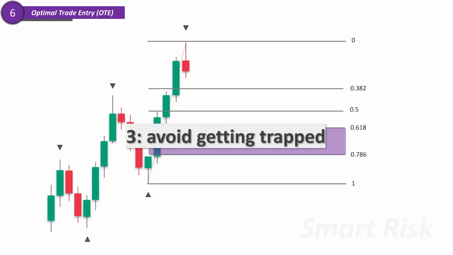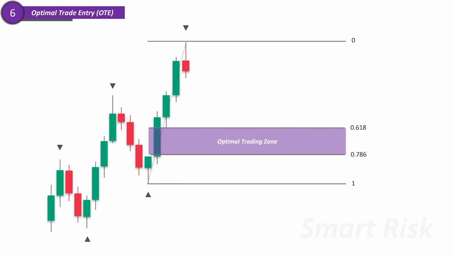The third reason is to avoid getting trapped. The market often takes out early buyers before moving higher, so there is a higher chance that early entries get stopped out. By waiting for deeper entries, we can avoid that liquidity hunt and join the real move to the upside.